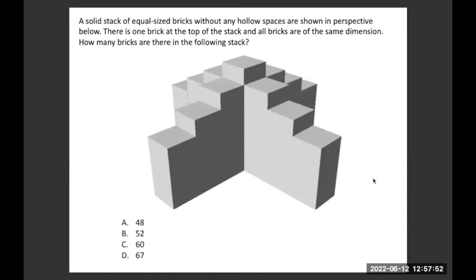So here you are given this pedestal kind of form, which is made of bricks. There's nothing hollow inside. So everything is solid. What you have to find is the number of bricks that will be there in the stack.